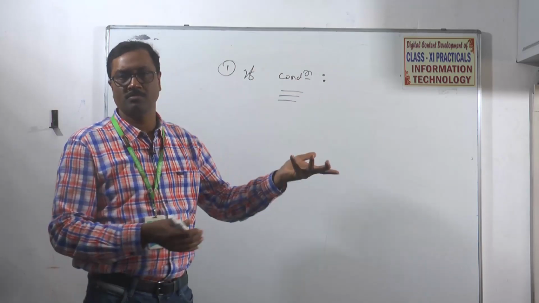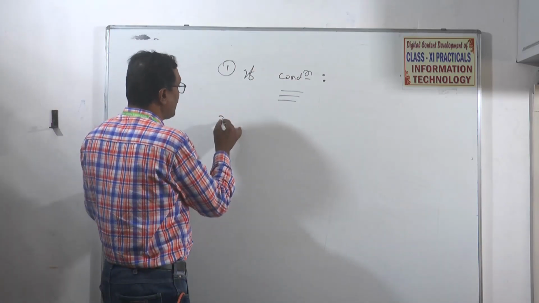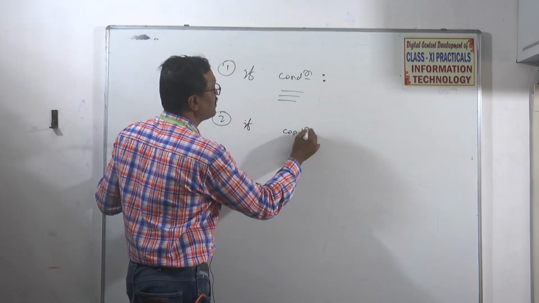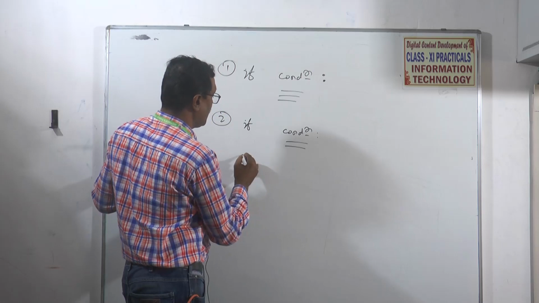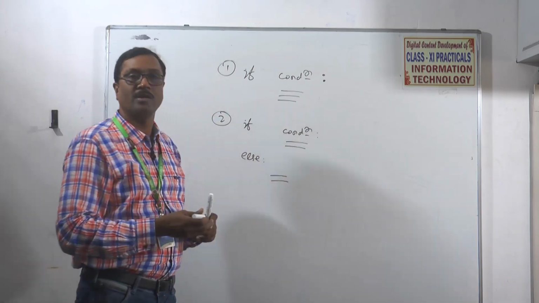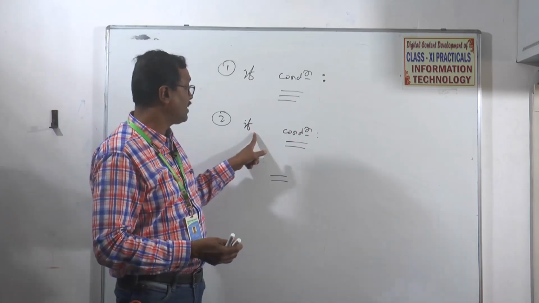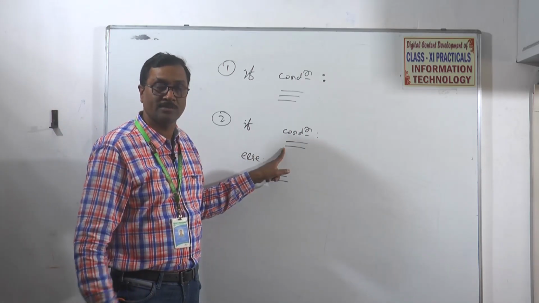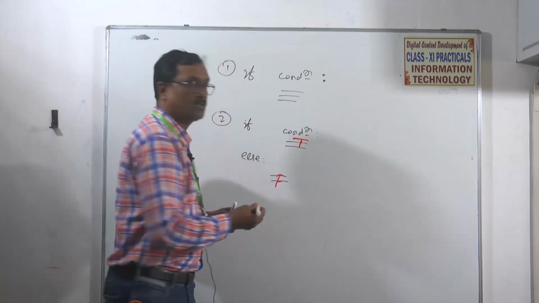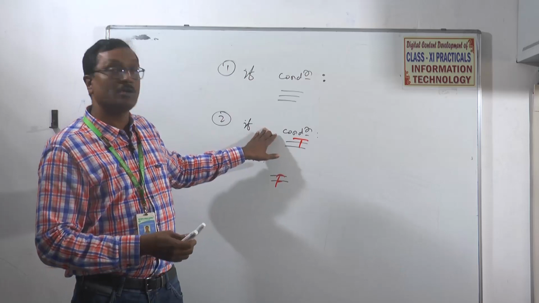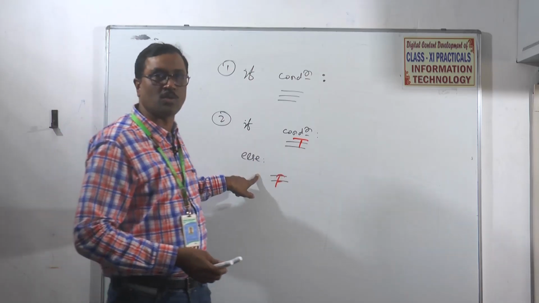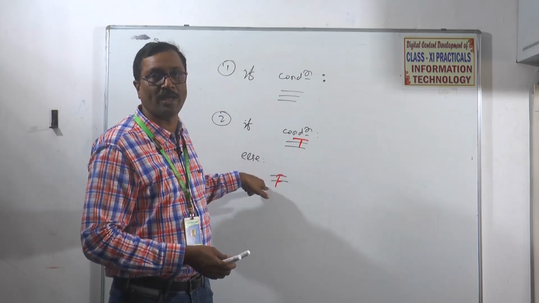Similarly, the second way of implementation is: if here is your condition, do the work, else do the other work. If the condition is true, do this. This is for the true part, this is for the false part. If this is true, then do this one. If this condition is false, then do this one. So this is another way of implementing if and else.